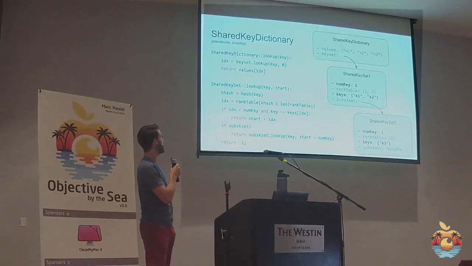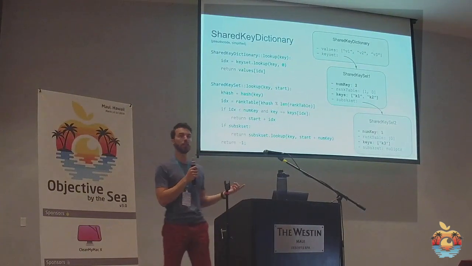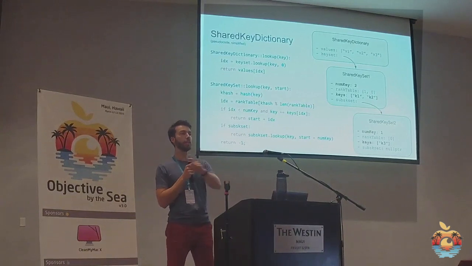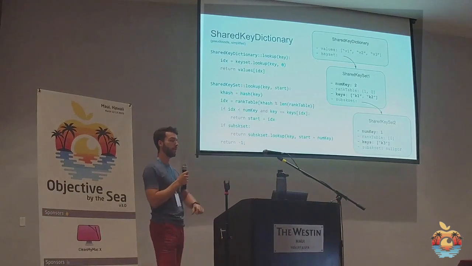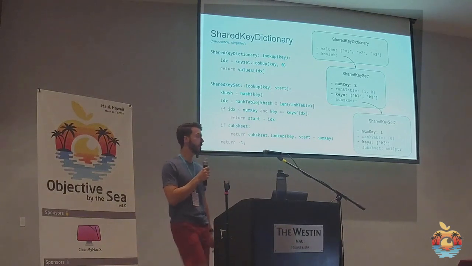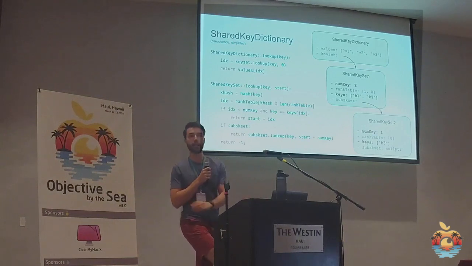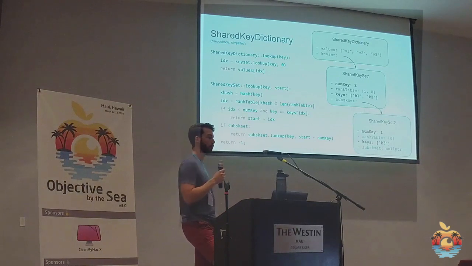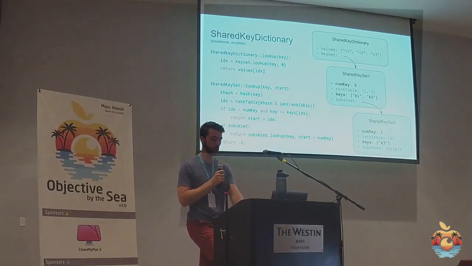The other interesting thing is that these key sets actually form a linked list. I don't really know why, but it has support for linking multiple shared key sets together. If the first key set doesn't have the right key, it can go to the next one and try to find the key, and it will keep doing that until there is no more key set in the list. So this is roughly how these things work.